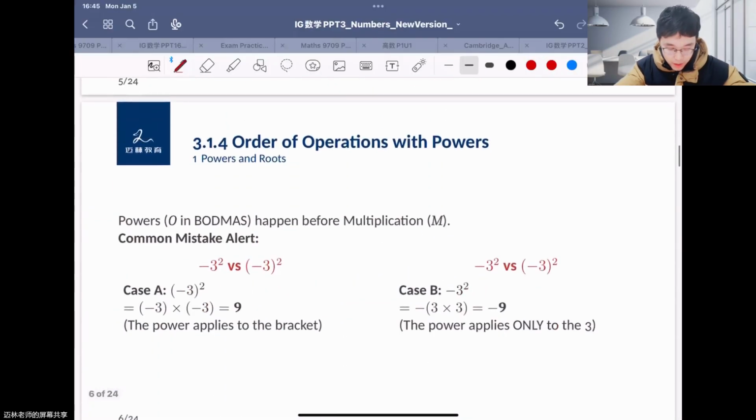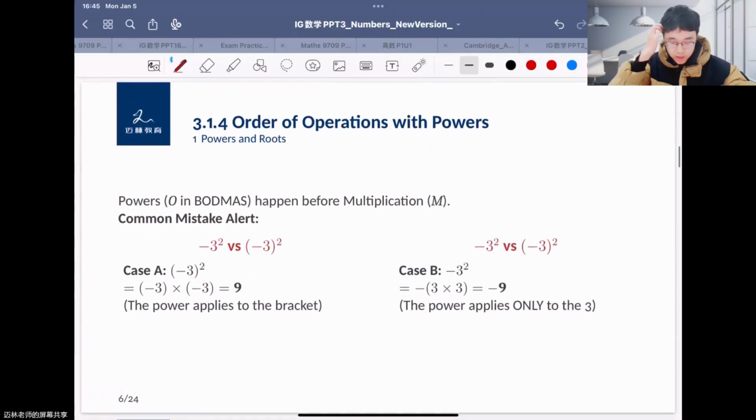Also here, the order of operations with powers. Last time, in the first lesson, we talked about the order of operations, like plus, negative, product, power, and brackets, right? So every time you are calculating, please make the calculation in the brackets first.